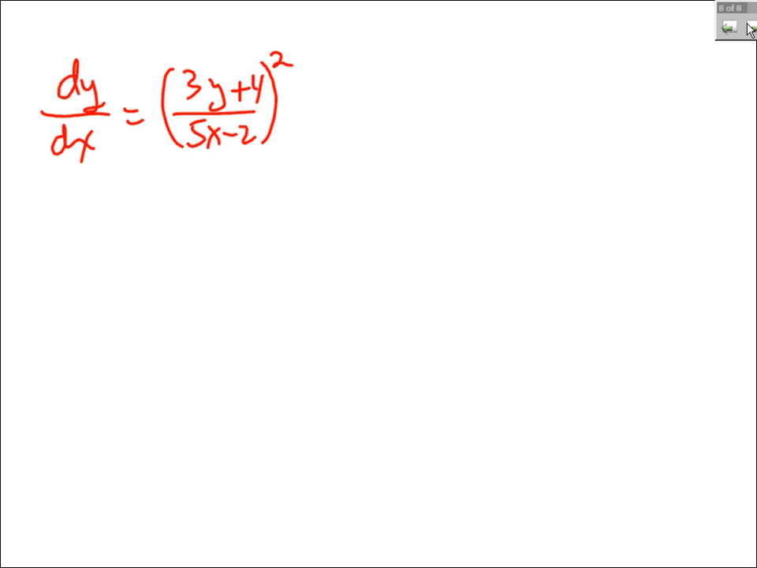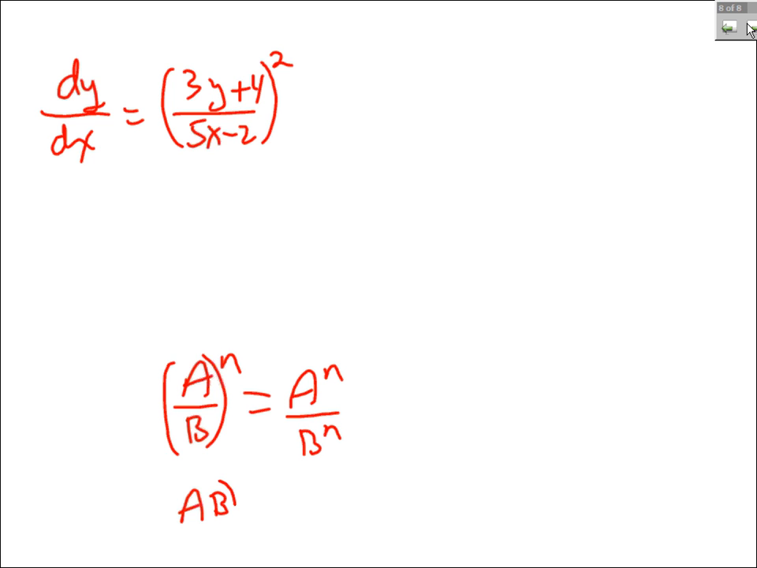The next one. Suppose you have dy over dx, and this is equal to 3y plus 4 over 5x minus 2, and it's all squared. You're like, oh my, the x's and the y's are both being squared. How can I separate it? Well, you're supposed to know that if you have a over b, and you raise the whole fraction to any power, it's a to the n over b to the n.